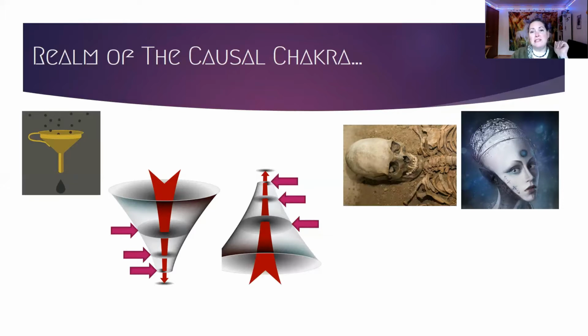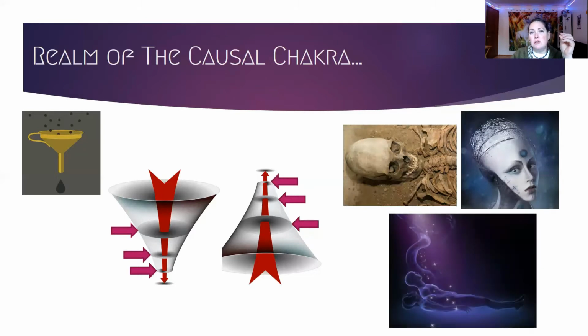One other thing that's very interesting about the causal chakra, because it was inside the ancient skulls, is that they were able to do a lot of astral projection or a lot of astral traveling. They could think of a place, they could think of a time, they could think of a universe, and they can travel there.